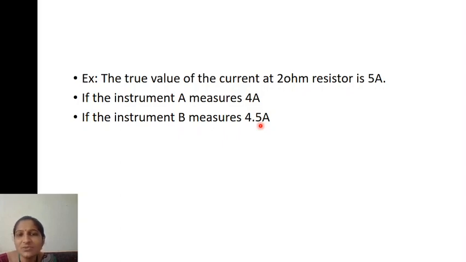So in these two, which instrument is close to 5 amperes? That is instrument B. That means this instrument is more accurate than instrument A. Hence B is more accurate than instrument A.